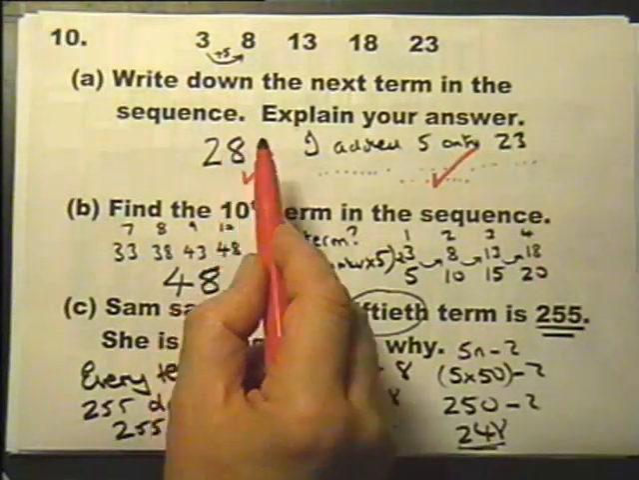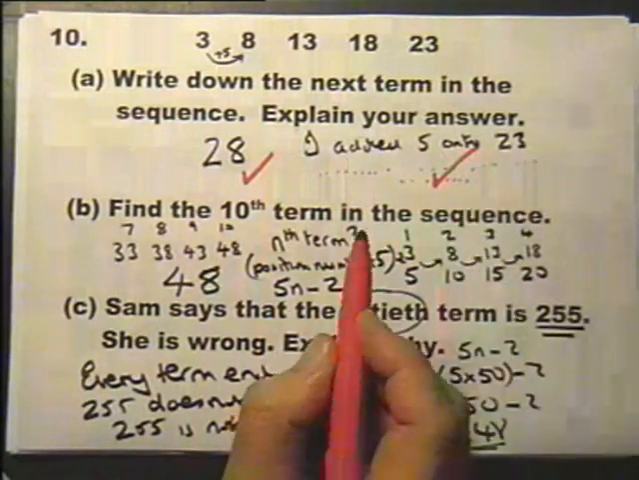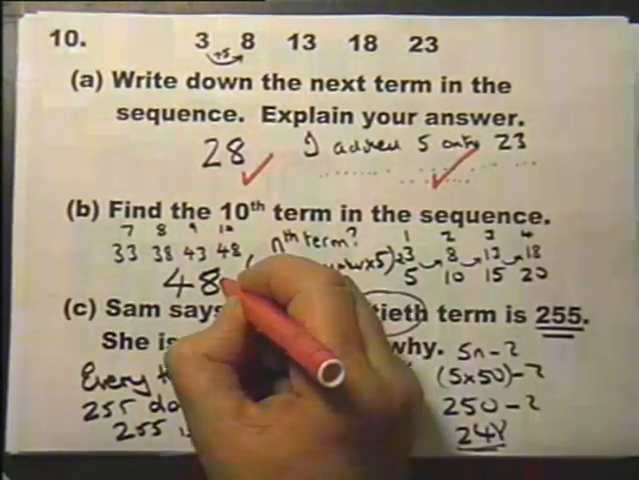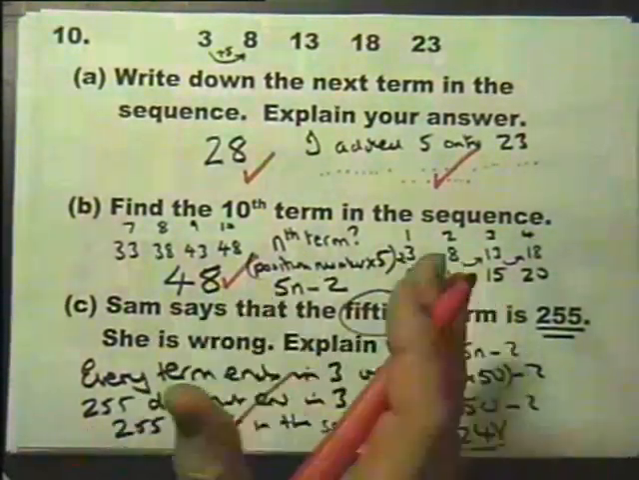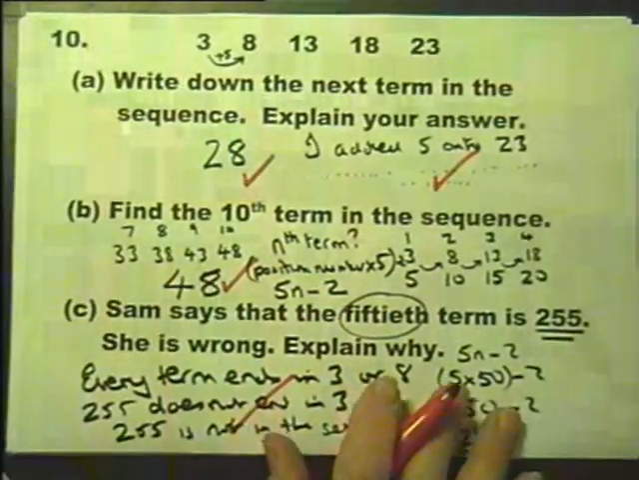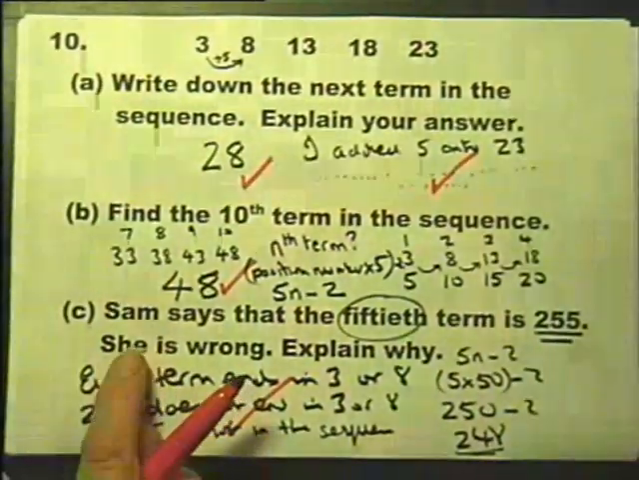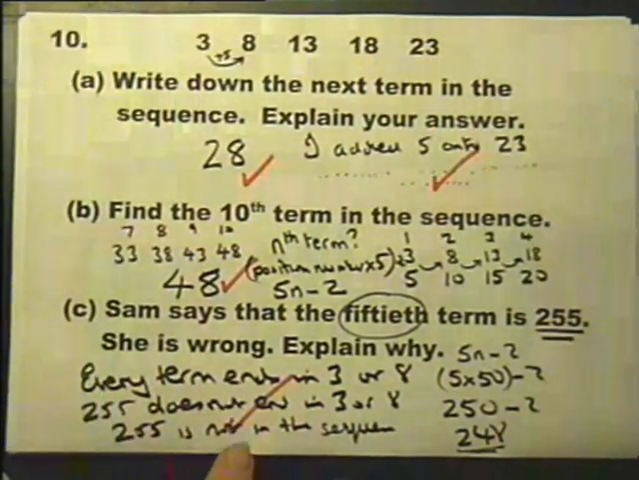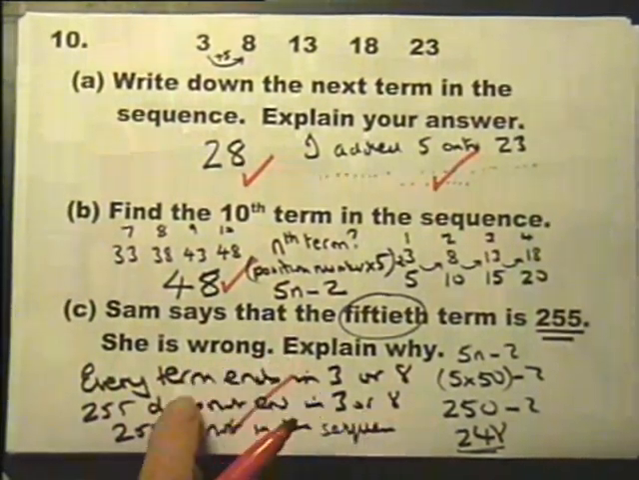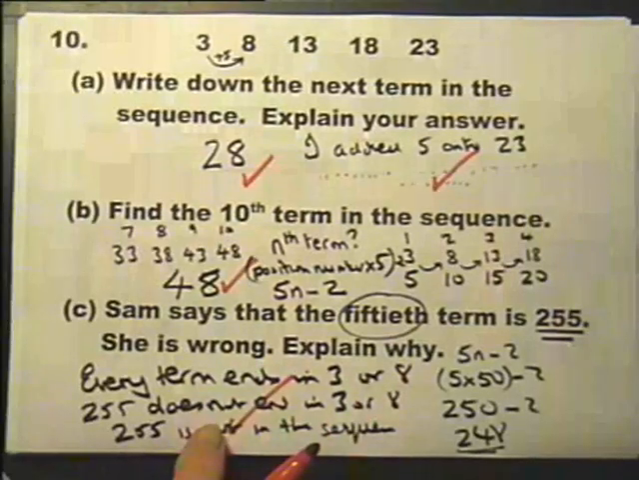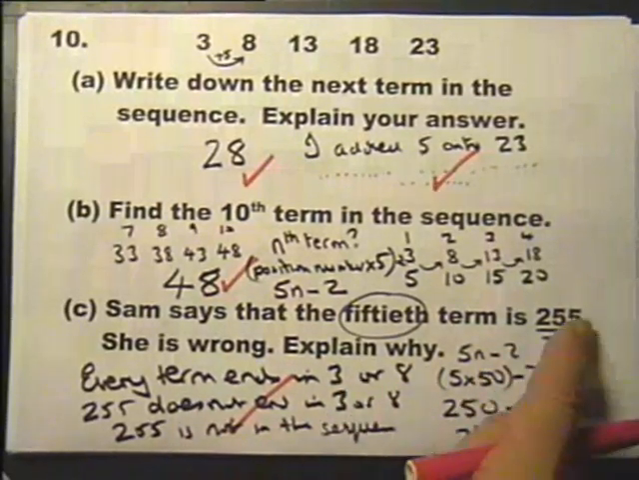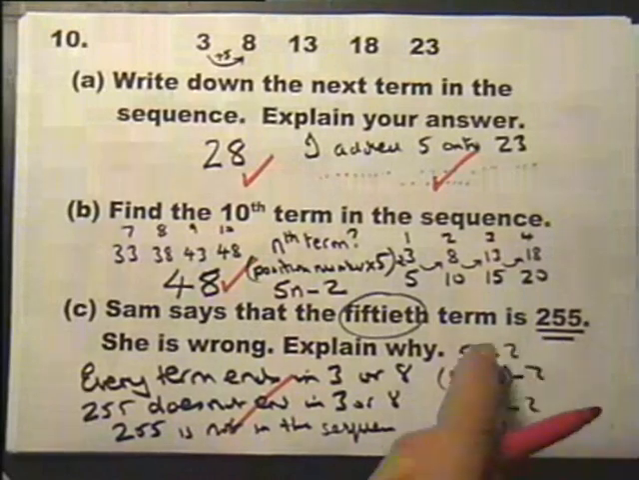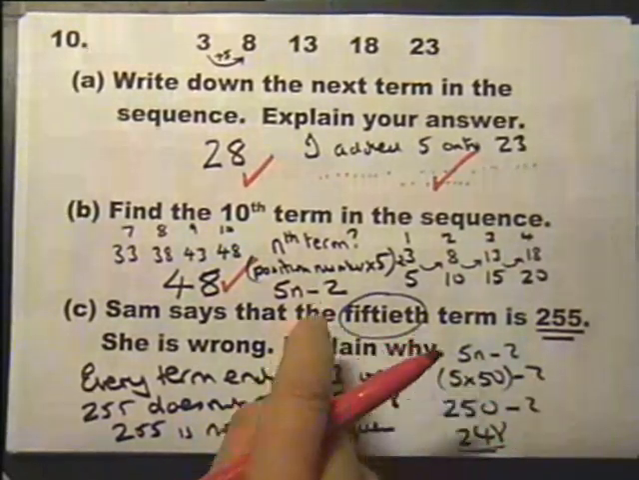I marked part A, didn't I? Now let's mark part B. It's 1 mark for getting the 48, however you did it. And it's 1 mark for part C, explaining why Sam was wrong, either explaining it by the method of they either end in 3s and 8s and that doesn't, or by actually working it out using the nth term.